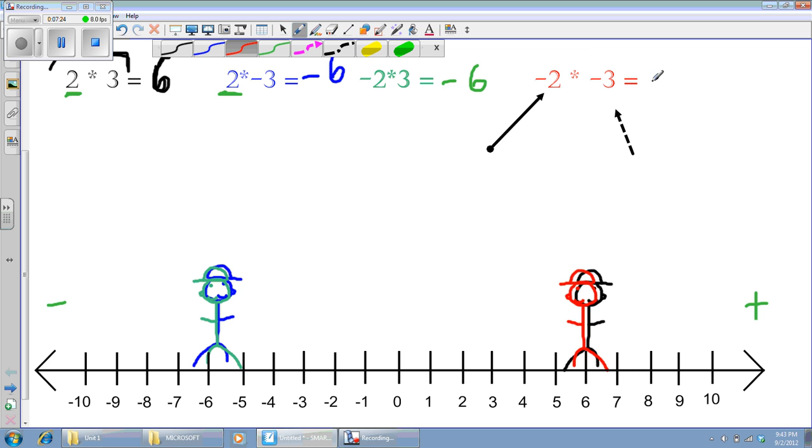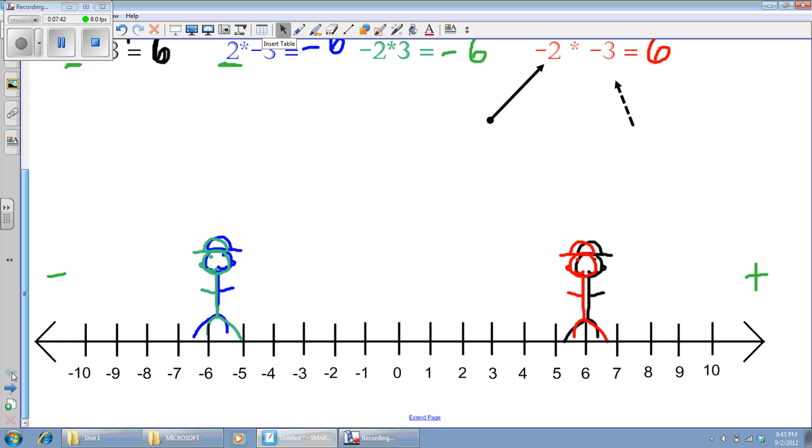Were you ever wondering why a negative times a negative is a positive? There's one good illustration of why it would end up being a positive. You're facing the other way and you're moving backwards, so you end up in the positive direction. All right, now that's a good model there.